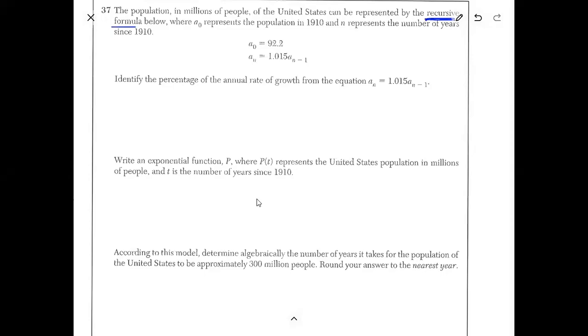Hey, Nevaeh, this is question number 36 or 37. I think this is on page 4 or page 6, I forget. But anyway, it is a problem that's dealing with recursive functions, recursive sequences, and exponential functions.